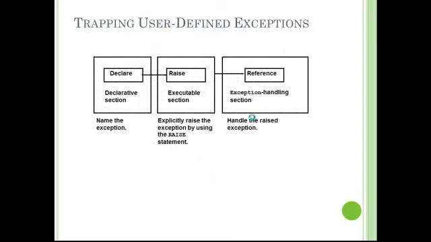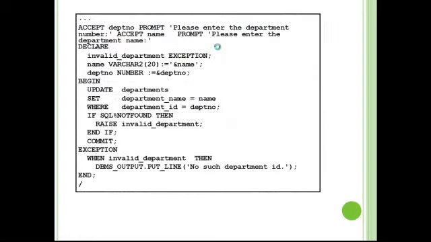Trapping user-defined exceptions. First, you must declare, in the declarative section, the name of the exception, and then you must raise it in the executable section. Explicitly raise the exception by using the RAISE statement. After that, you reference the exception in the exception handling section and handle the raised exception. This is the syntax.